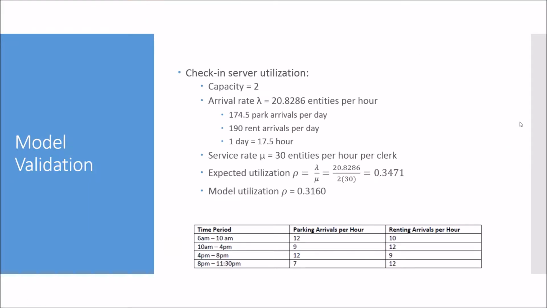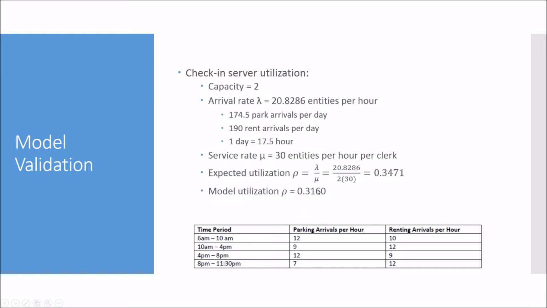So to validate our model, we asked ourselves what the check-in server utilization would be if it had a capacity of 2 and an arrival rate of 20.8 entities per hour. This arrival rate was calculated from this table, and we also know that the service rate of this server is about 30 entities per hour per clerk. So in the case that we have 2 clerks, we can expect a utilization of 0.34. We see that the model gave us something similar, and we got 0.31 from the model.